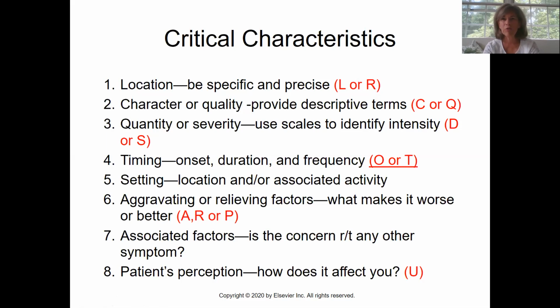This is usually used with scales. This is the one that RNs are great at, the 1 to 10 scale for pain, for example. And then there's the timing. So when did this start? How long has it gone on, and how frequently it occurs? The setting of the presenting symptom, what makes it better or worse.